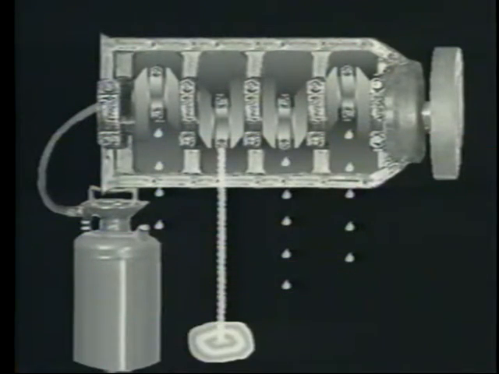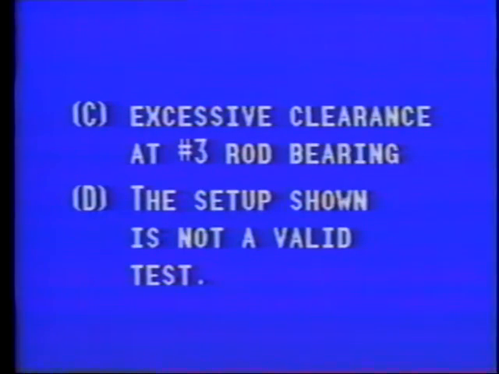For this question, refer to the corresponding graphic on your mini-test. What does the illustration shown indicate? A, excessive clearance at the thrust bearing. B, not enough clearance at number 1 rod bearing. C, excessive clearance at number 3 rod bearing. D, the setup shown is not a valid test.